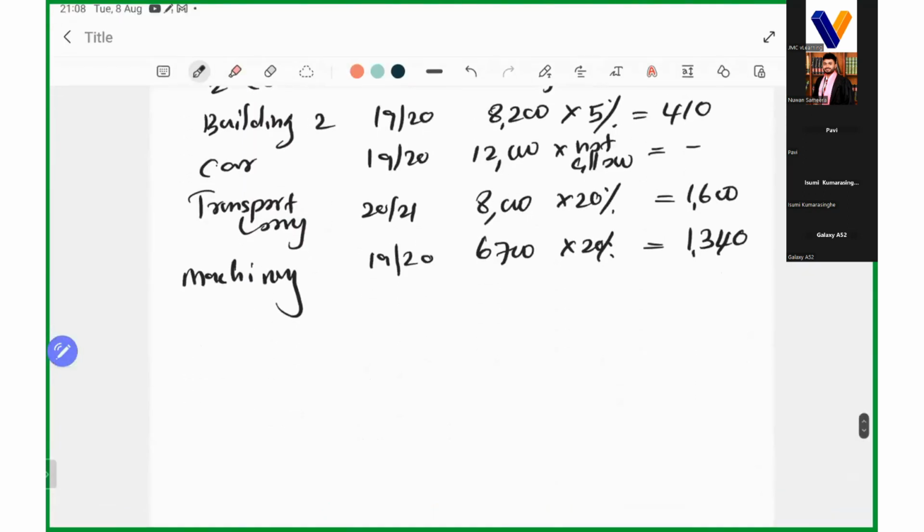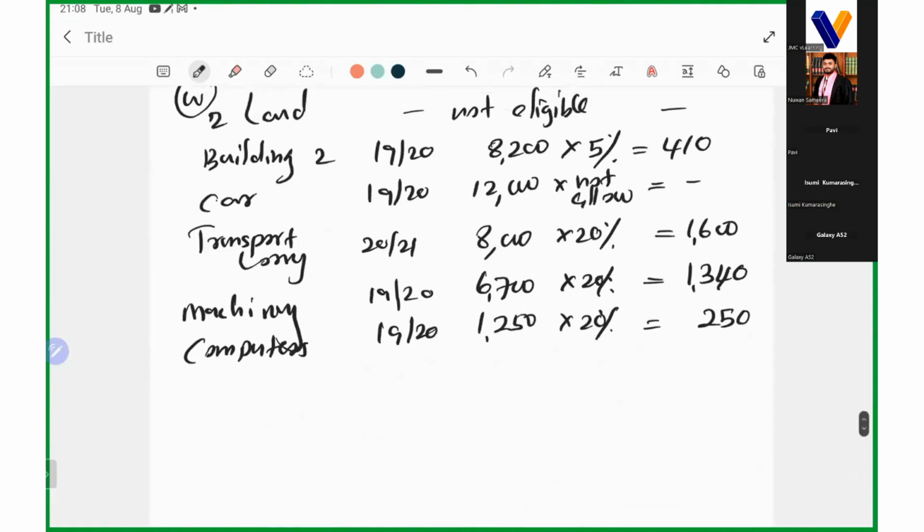Computers, 1920, 1,250 into 20%, then 250. Sir, for building, 20% or 5%? That is 5%. So we took that as 5%.